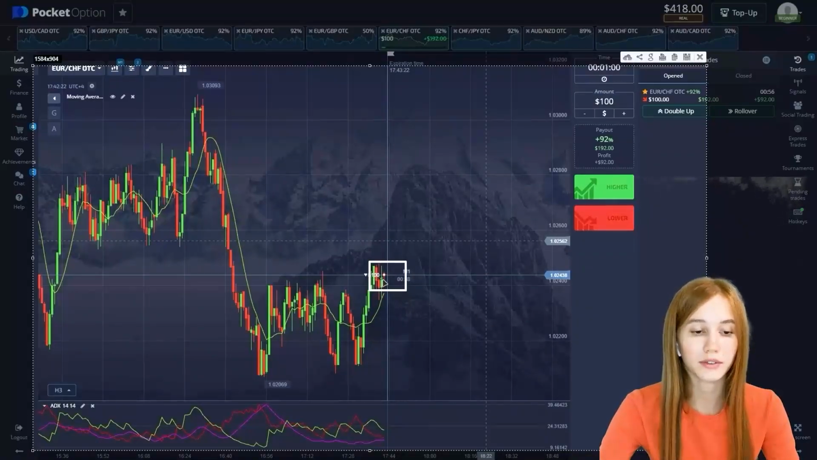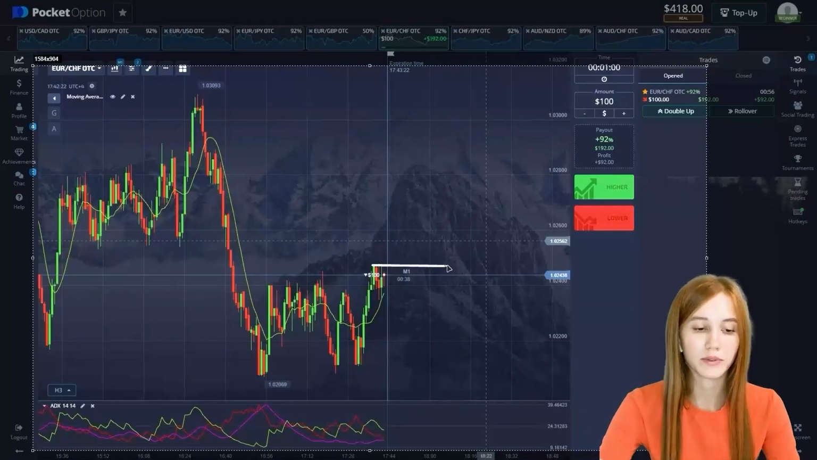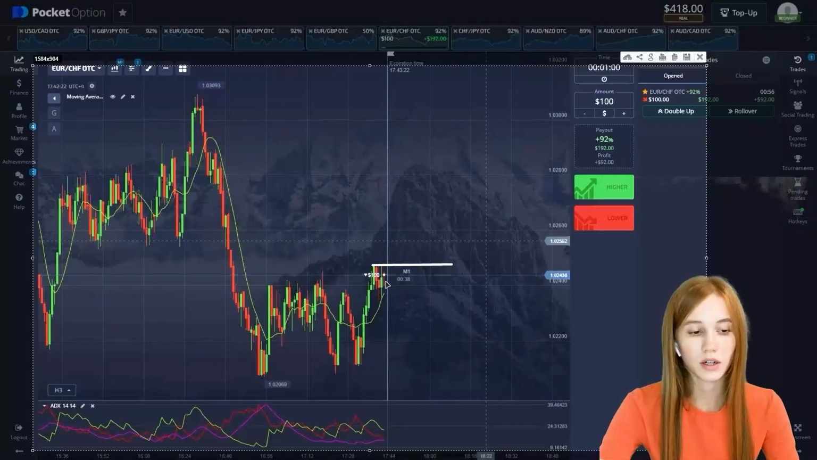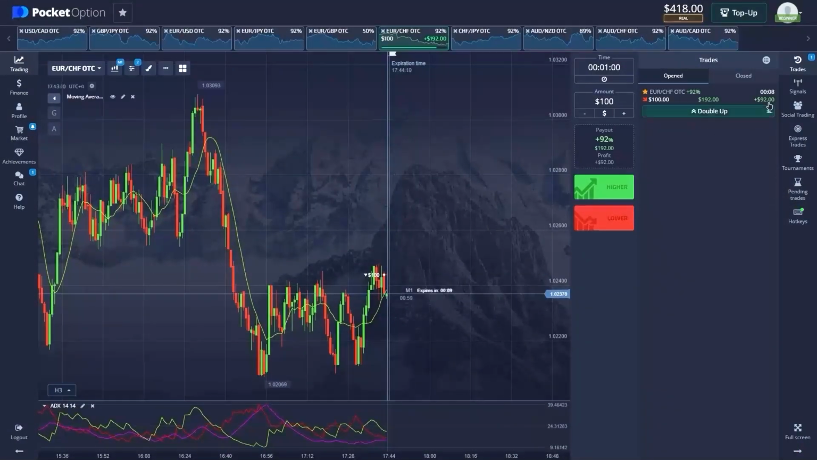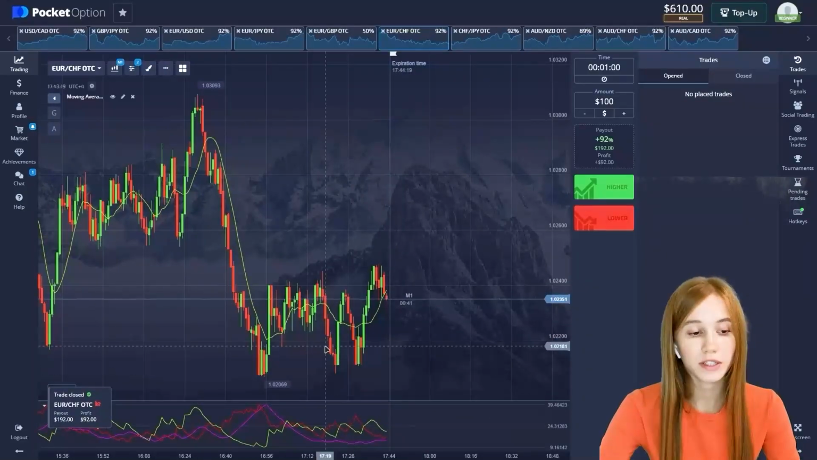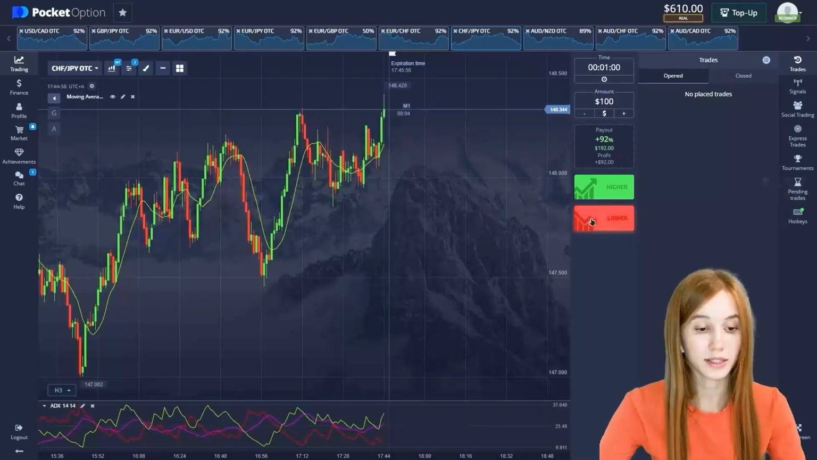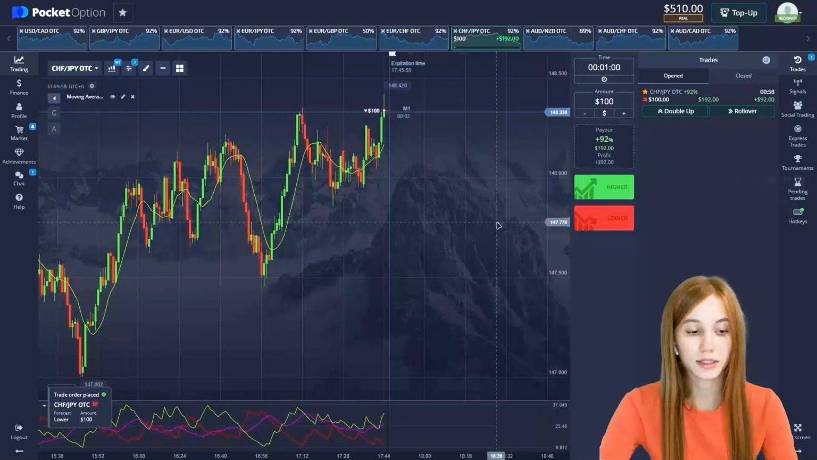Also, if you highlight the area of resistance, it's minimal. There will be a rebound from the resistance area in the opposite direction to the support area. Let's observe the situation. There are 7 seconds until the end of the deal. Yeah, profit is $92. And next concept, let's open down and start technical analysis.